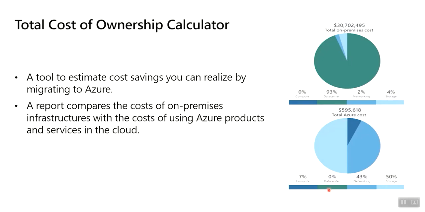And so even though your networking, compute and storage costs go up, it still is less than running it in your on-premises data center. So if you have that information, I highly recommend that you check out the total cost of ownership calculator because it will let you know whether or not you can save money by switching your workload into Azure.